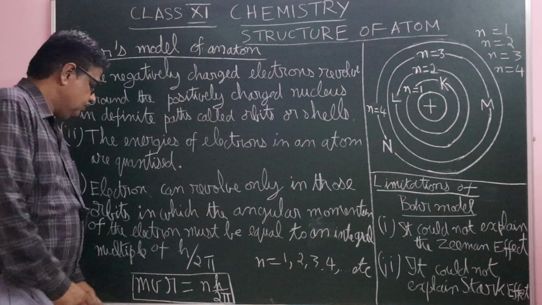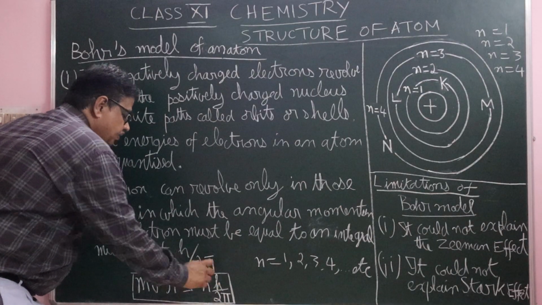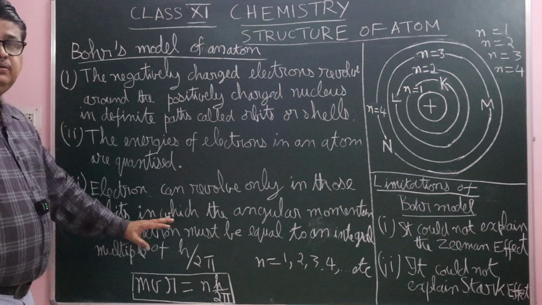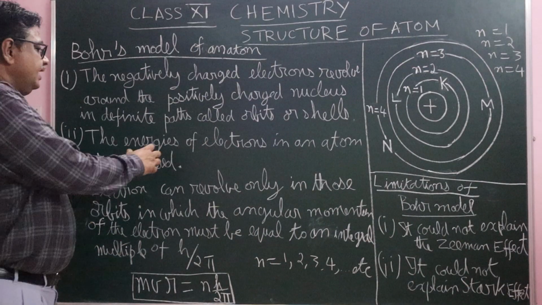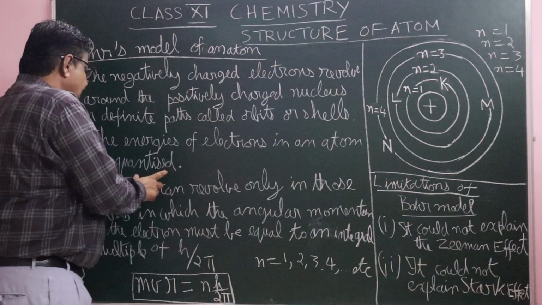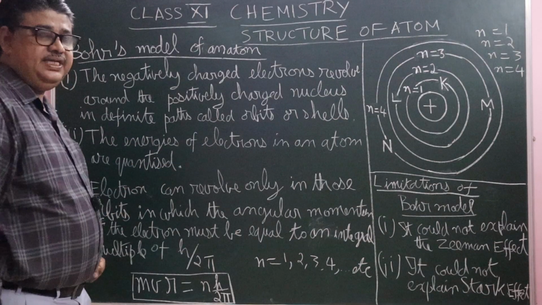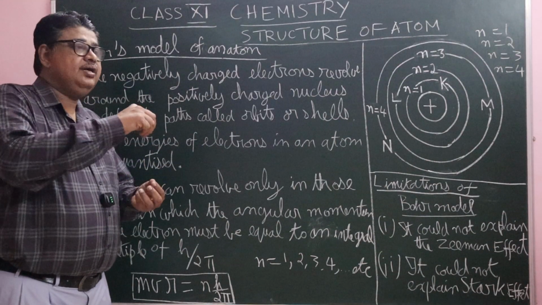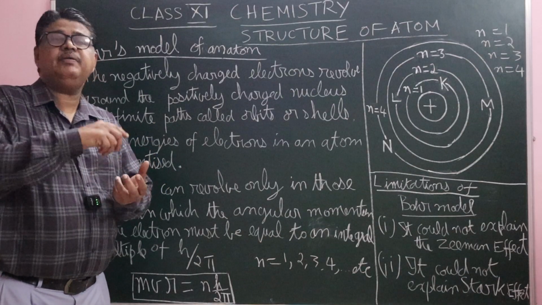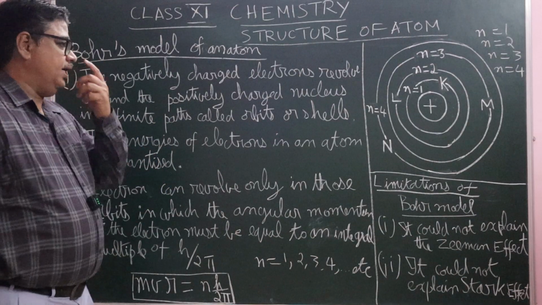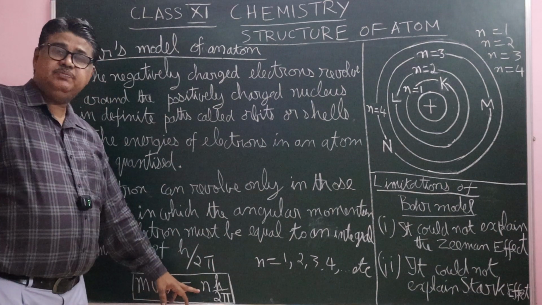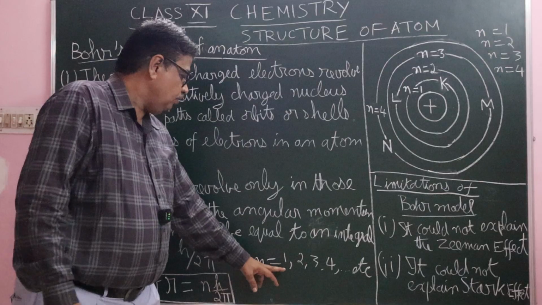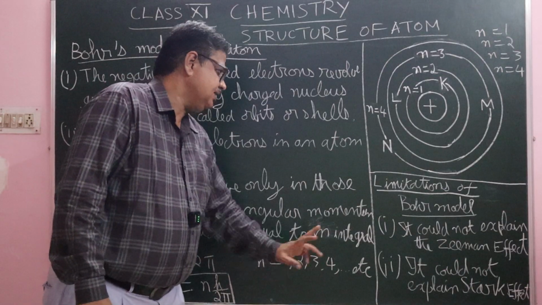mvr is the angular momentum. So, angular momentum is equal to nh by 2 pi according to Bohr's model. Here the energies of the electrons in an atom are quantized. That means the electron in a particular orbit will have a particular energy. Here mvr equals nh by 2 pi, where n is equal to 1, 2, 3, 4, etc.